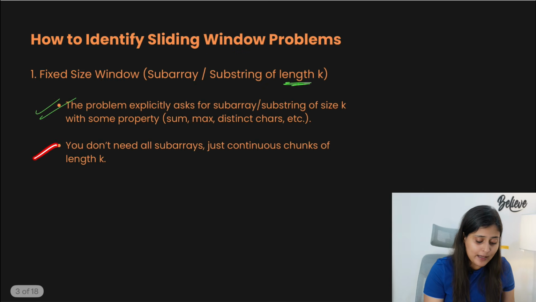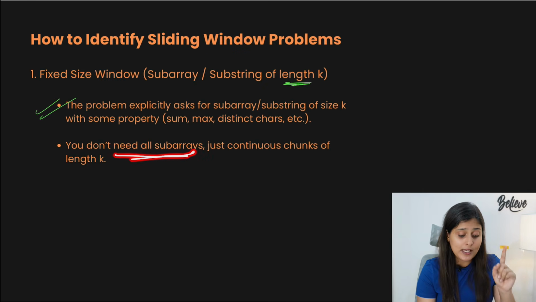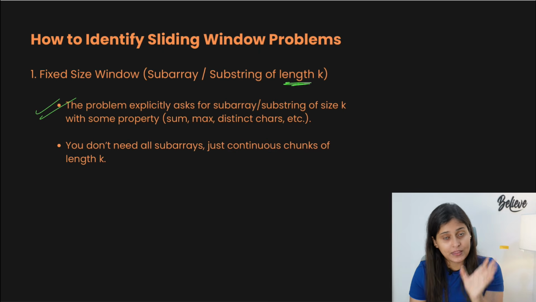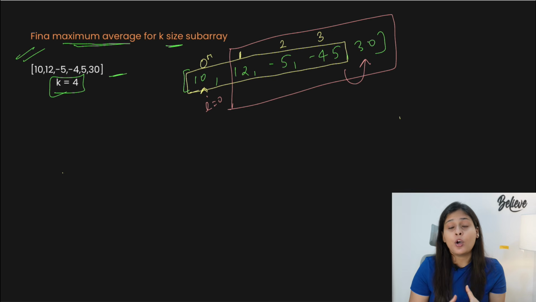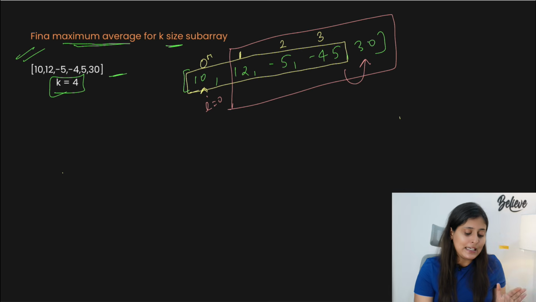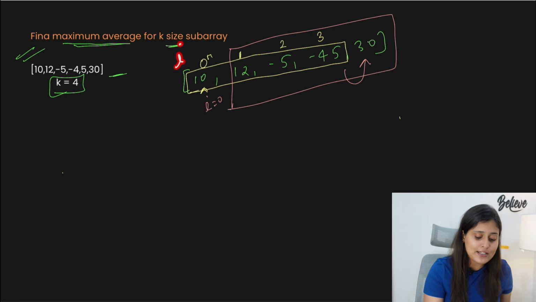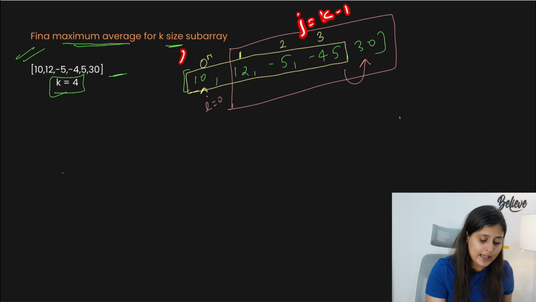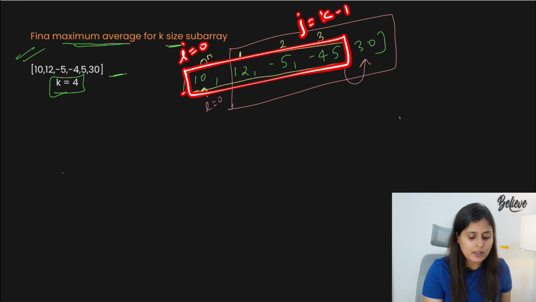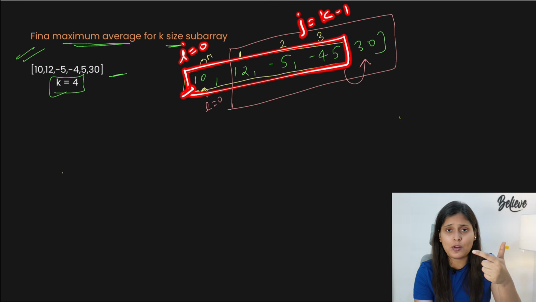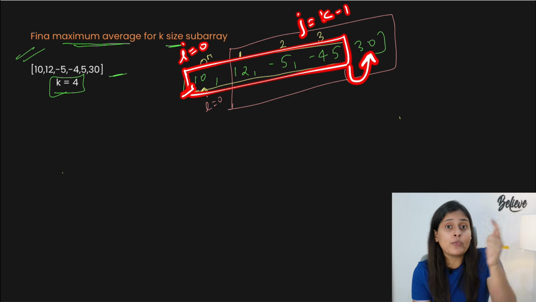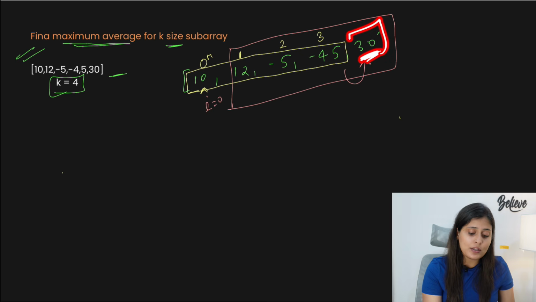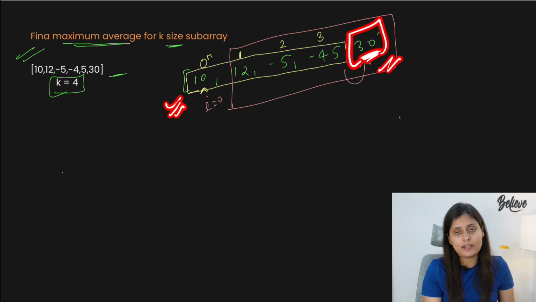So that's what the second point says here. You don't need all subarrays, just a continuous chunk of length k. The k will always be fixed. So whenever the problem says give me some summation or maximum for a fixed size window, you can simply start your i pointer from the 0th index and j pointer from the k minus 1 index. Whatever value it is telling you to calculate, maximum, average, minimum, do that. And whenever it comes to moving one step forward, you will just add the right pointer value and decrement the left pointer value.